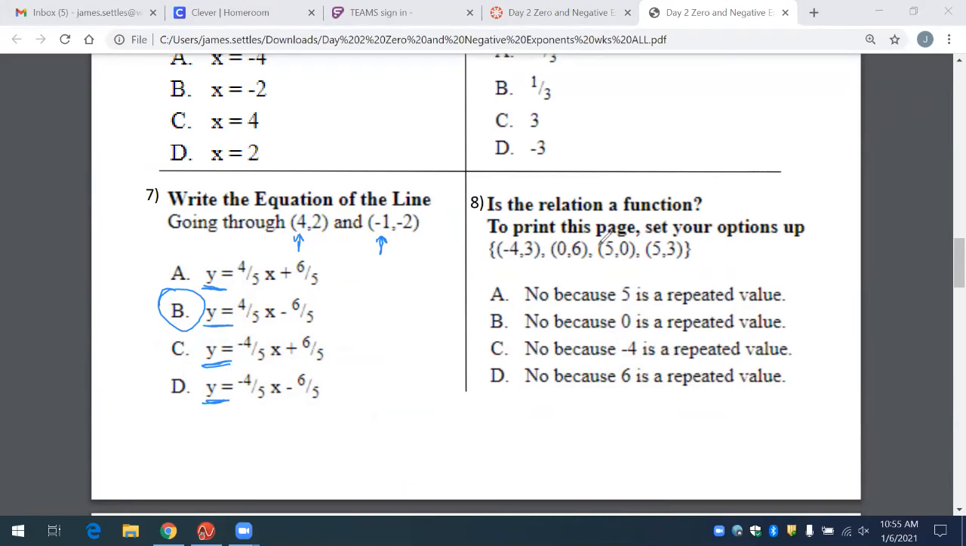All right. This is one we talked about yesterday real quick. How do you tell if something's a function? Just look at all the x's. Do any of the x's repeat? Yeah, the 2 5s, so it's A because the 5s repeat. It's not a function.